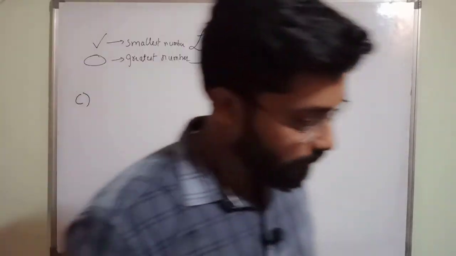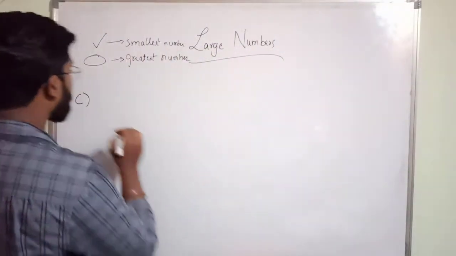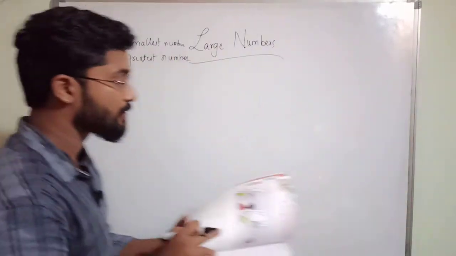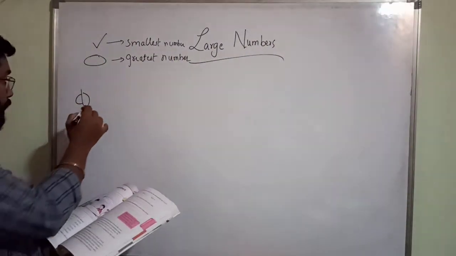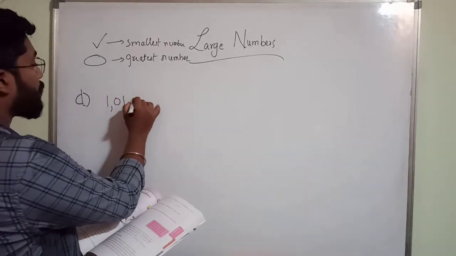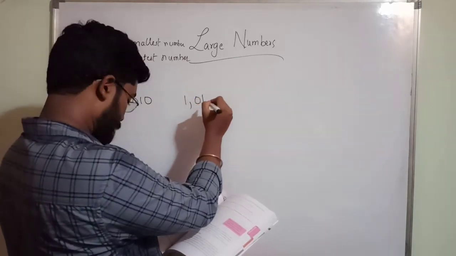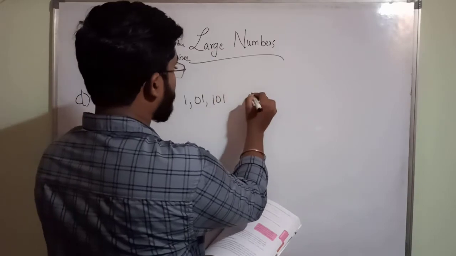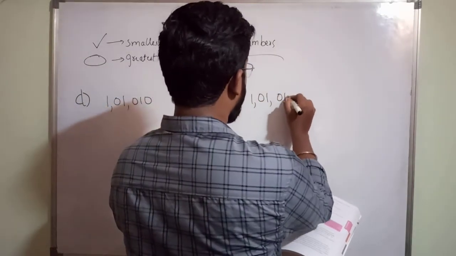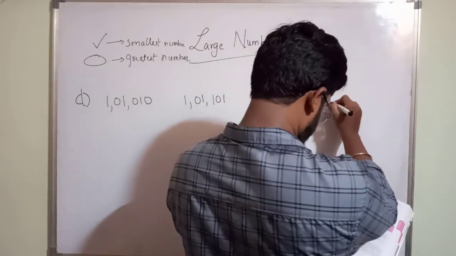Next one, D. What are the digits? Let's see the number. 1,01,000 10. Okay, 1,01,000 101, 1,01,000 11, 1,01,000 1.